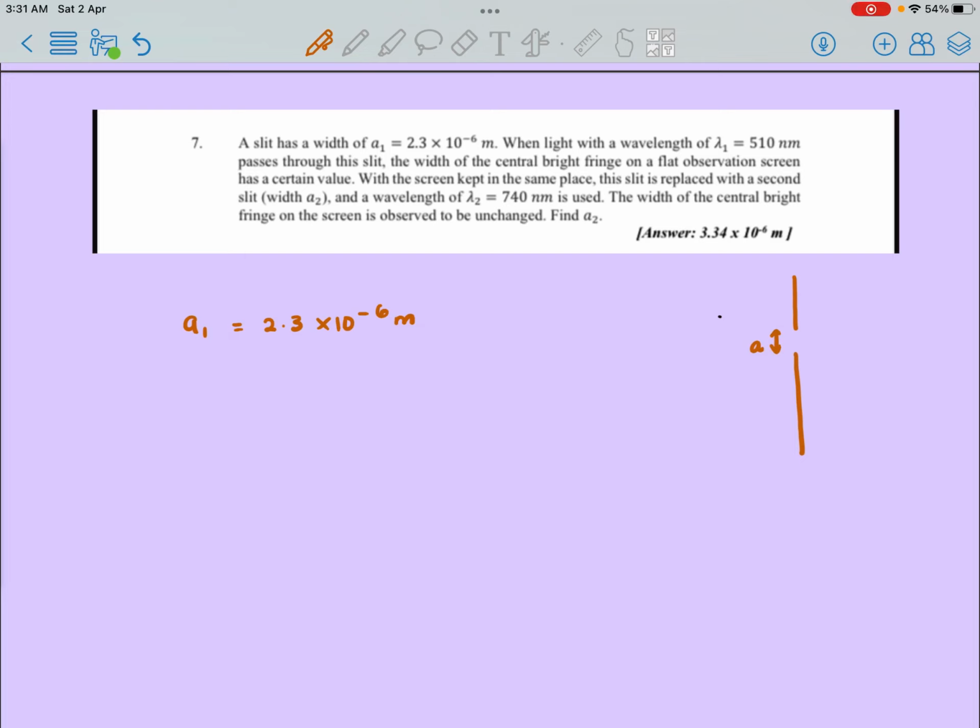Jadi apa statement ni cakap? Okay, so dia ada slit width sebanyak this value. Okay. Lepas tu dia gunalah cahaya di mana lambda dia adalah 510 × 10^-9. Okay. And then kita tahu dekat single slit kan, if you remember, the result akan jadi center bright sangat besar kan. Kan? Center bright besar. Lepas tu dia punya size of fringes tu makin berkurang lepas tu kan. Okay.